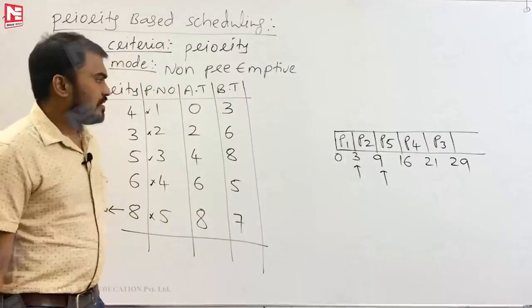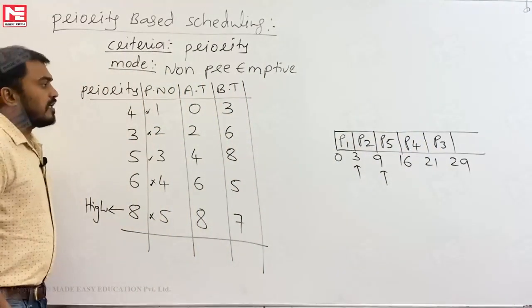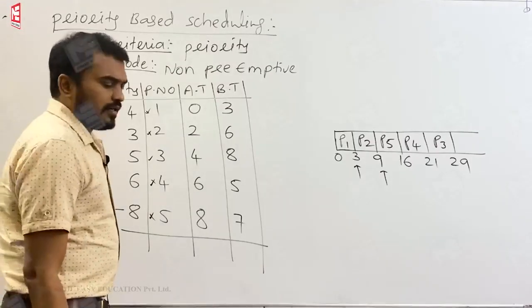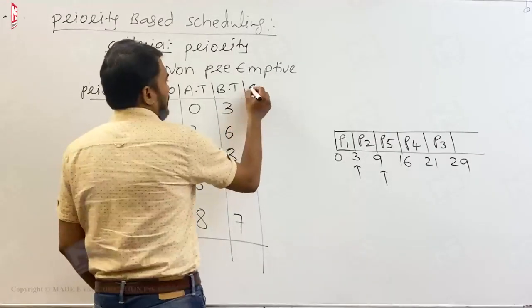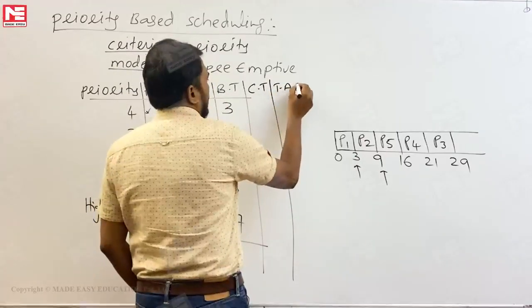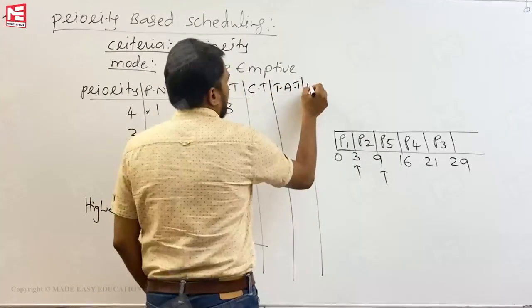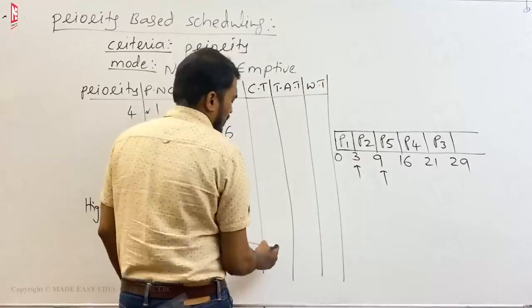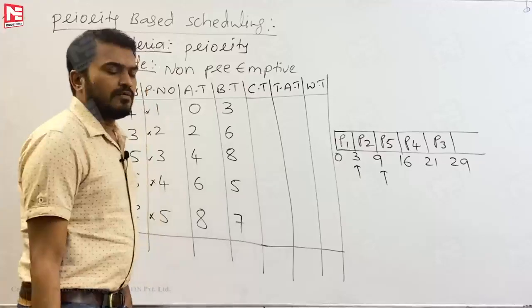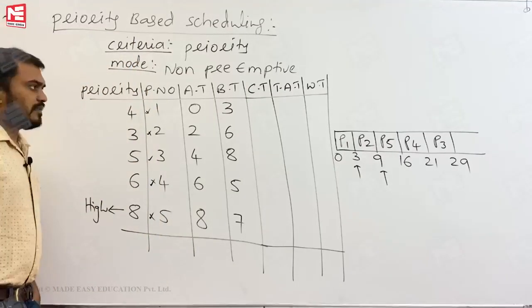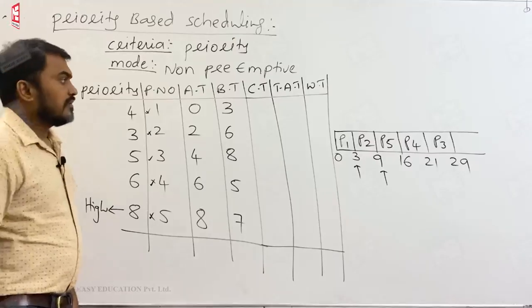So this is how you solve the problem. Now take out the completion time and find the answer. I'm writing the values here: completion time, turnaround time. You have to improve your speed and accuracy. You can simply pause the video, copy this and solve the answer.